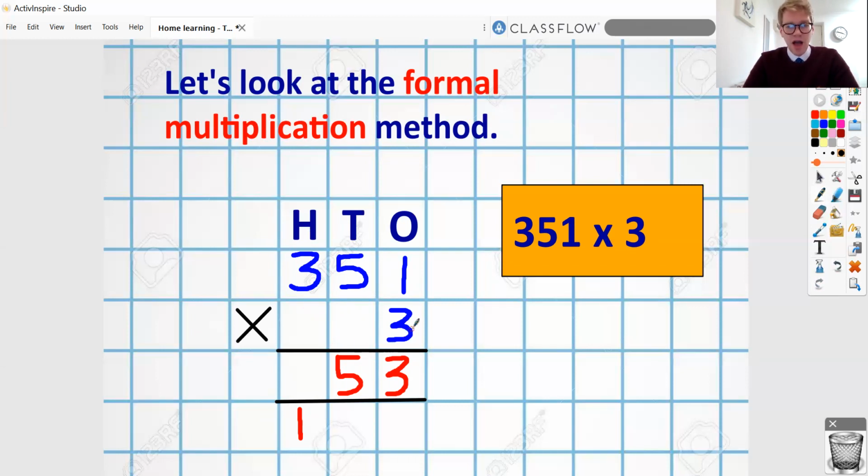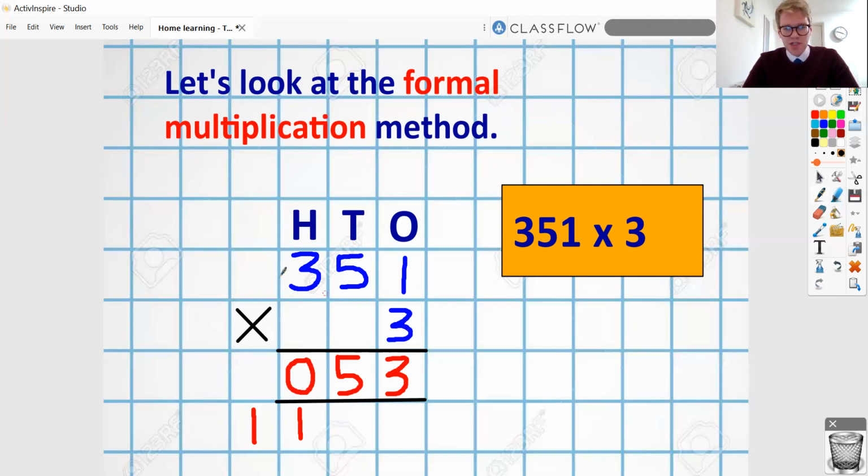And now I'm going to go into my hundreds column and I'm going to do 3 times 3. Well, I know that's 9, but I've got this little 1 here as well. So it's not 9, but 10. And so now, again, I can't just squeeze 10 in there. So it's going to need to carry over. I'm going to have a 1 and a 0.